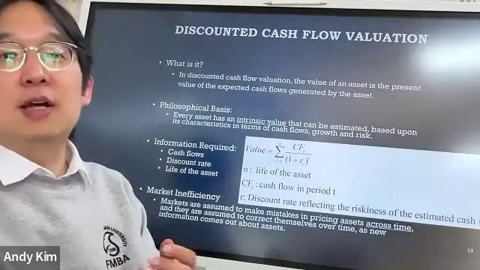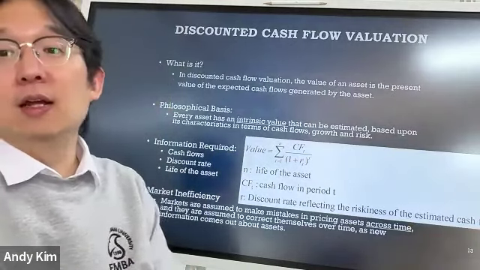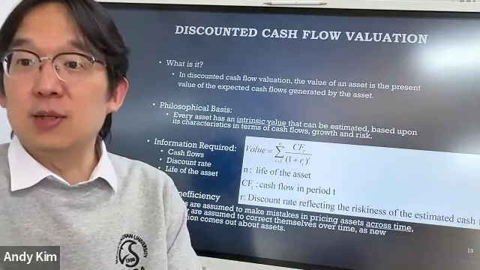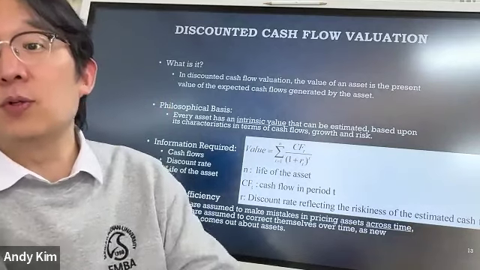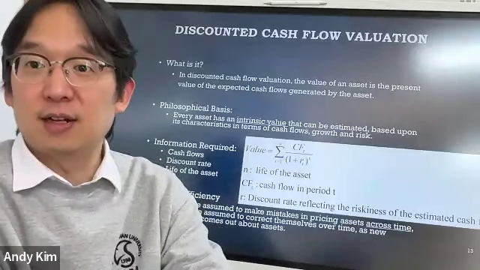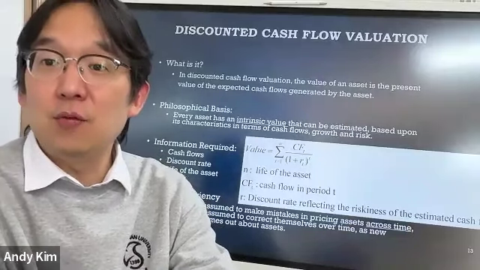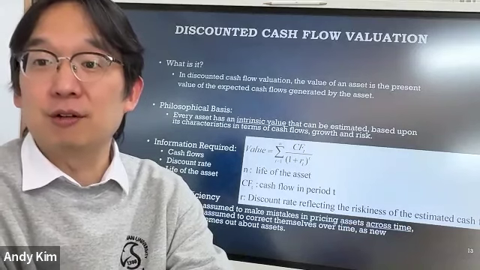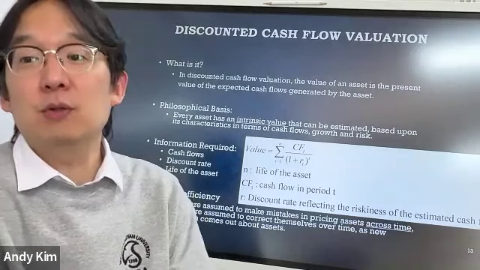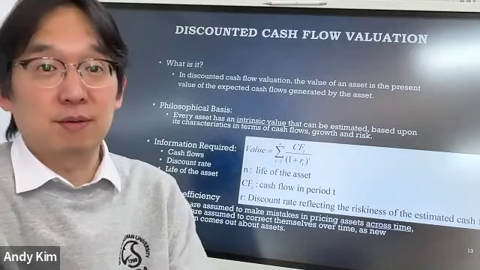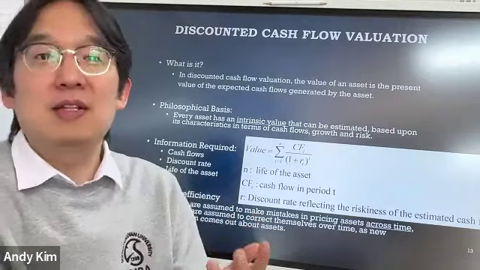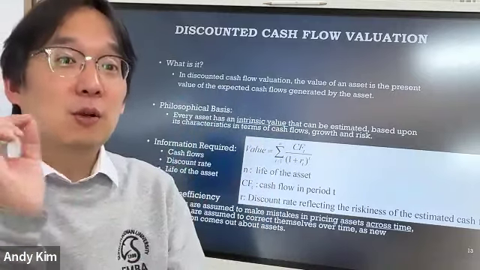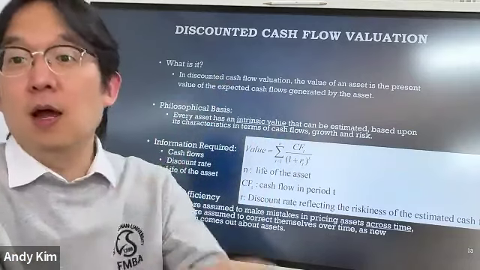Anyway, discounted cash flow valuation, what is it? In discounted cash flow valuation, the value of an asset is the present value of the expected future cash flows generated by the asset. The philosophical basis is that every asset has an intrinsic value that can be estimated based upon its characteristics in terms of cash flows, growth rate and risk, right? But the growth rate itself is about the cash flow. So everything boils down to two things, which are risk and cash flow, right?